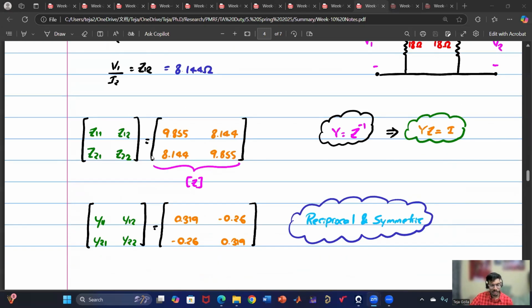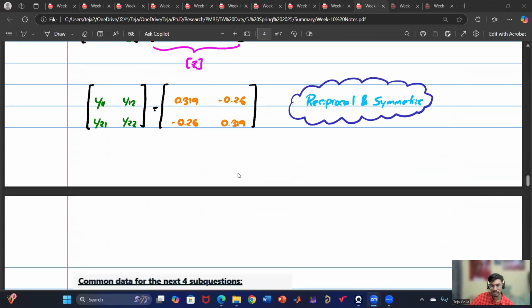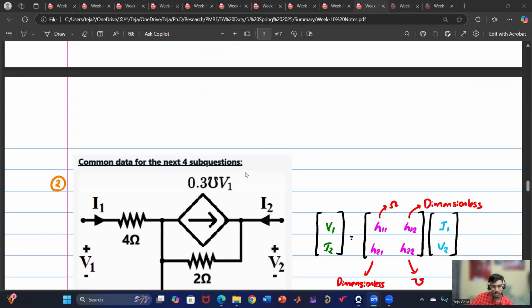And then solve for V1, V2, and then from there you will get Z parameters. And they're asking whether it is reciprocal or symmetric. Based on those conditions, we have checked whether it is reciprocal or symmetric.